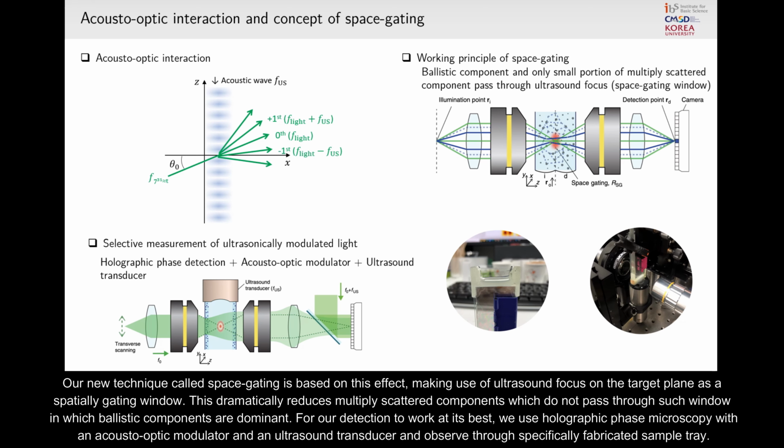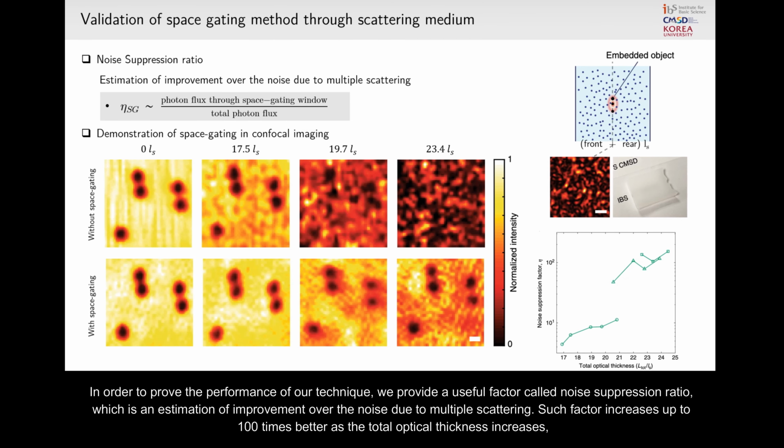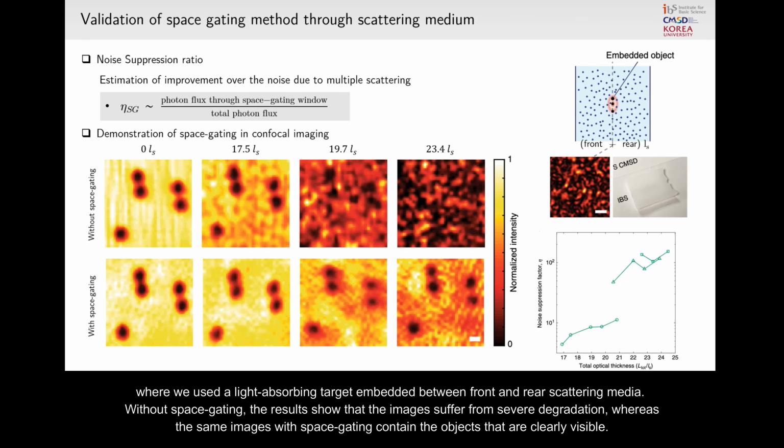For our detection to work at its best, we use holographic phase microscopy with an acousto-optic modulator and an ultrasound transducer and observe through a specifically fabricated sample tray. In order to prove the performance of our technique, we provide a useful factor called noise suppression ratio, which is an estimation of improvement over the noise due to multiple scattering. Such a factor increases up to 100 times better as the total optical thickness increases, where we used a light-absorbing target embedded between front and rear scattering media.